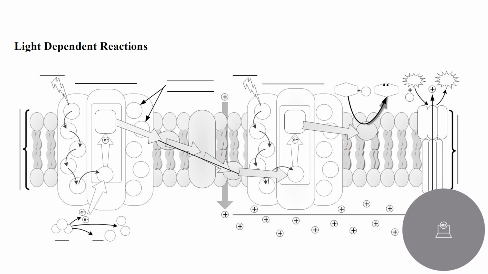Okay, we're going to look at the very specific steps of the light-dependent reactions. First off, when we're looking at this complicated diagram, we need to be able to label all the parts. So that's what I'm going to do. I'm labeling the thylakoid membrane.